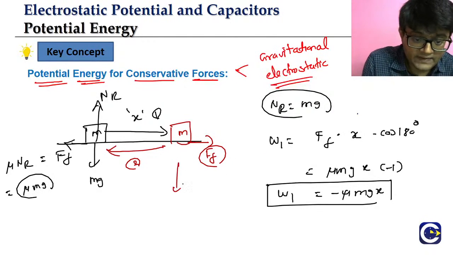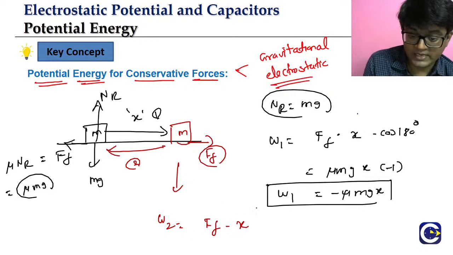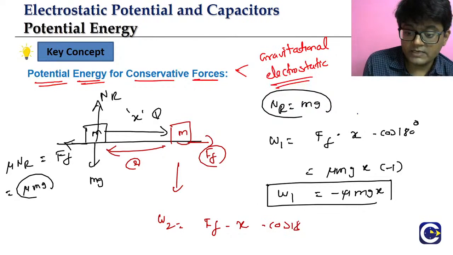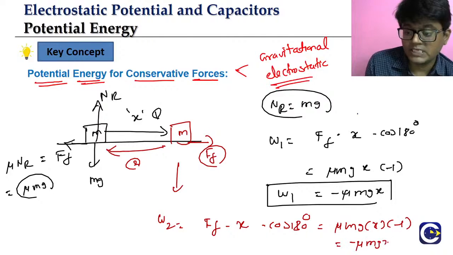So இங்க பாருங்க, for that path 2 again work will be what? Frictional force into இங்க என்ன? The displacement, same value x. What is the angle between the displacement and friction? 180. So mu mg into x into minus 1. திருப்பியும் minus mu mgx தான்.